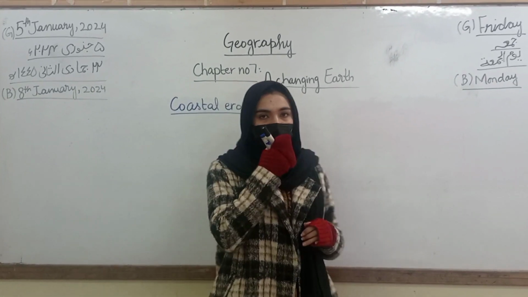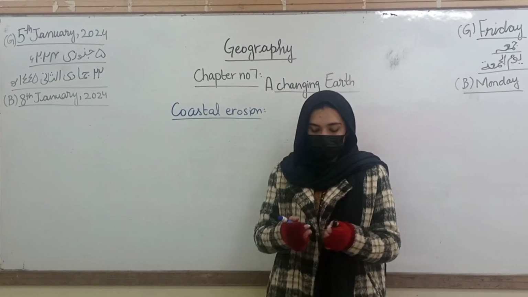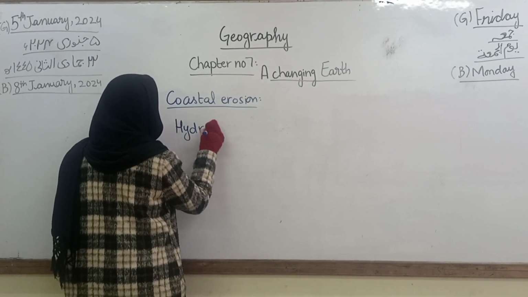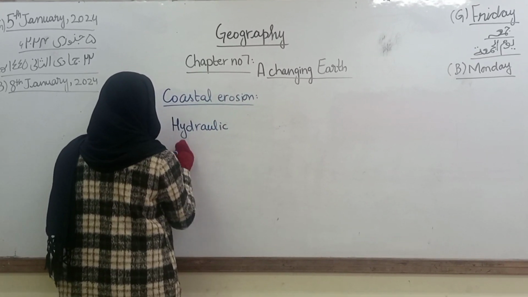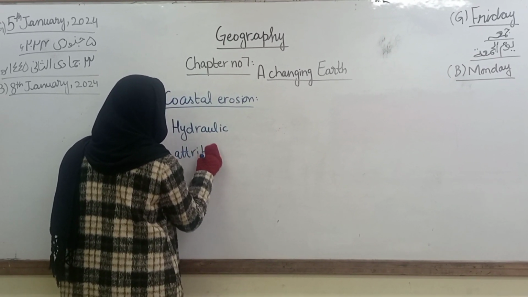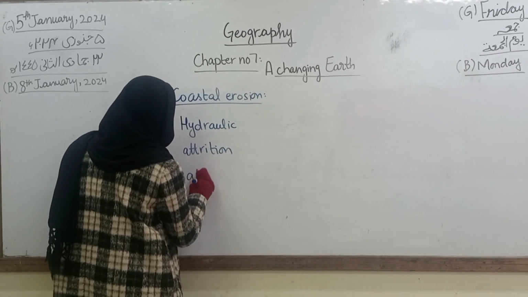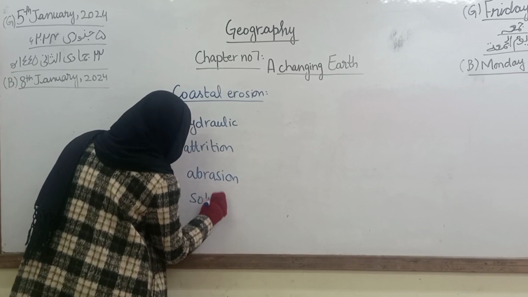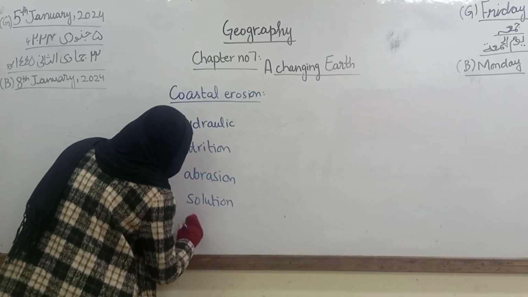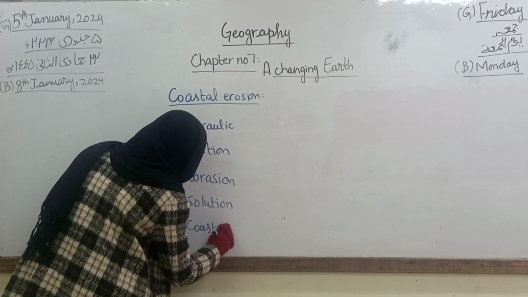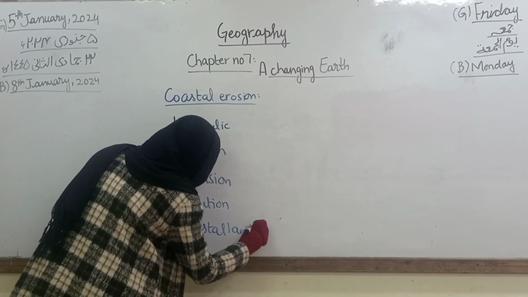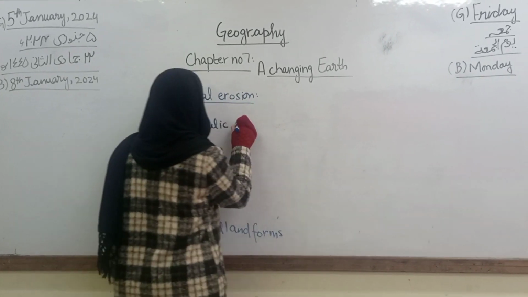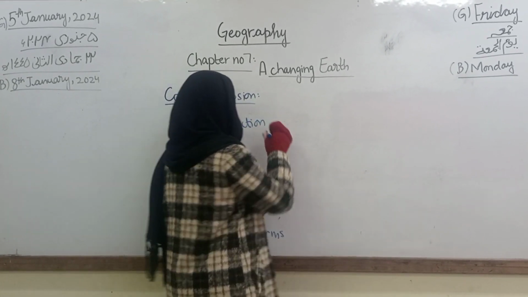Yes, very nice, Amira. The types of coastal erosion are hydraulic action, attrition, abrasion, solution, and coastal landforms. Yes, who will tell me about hydraulic action?